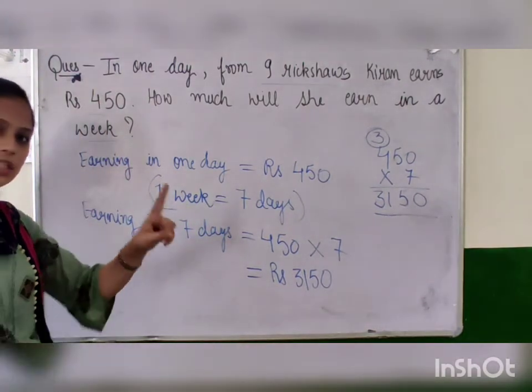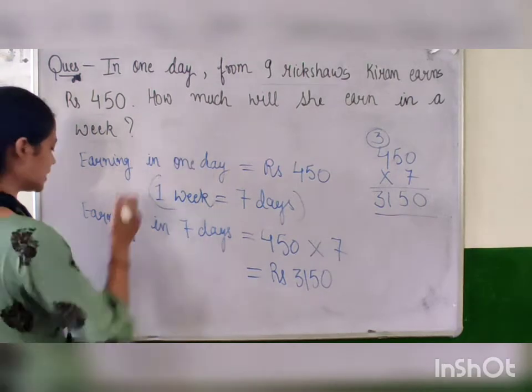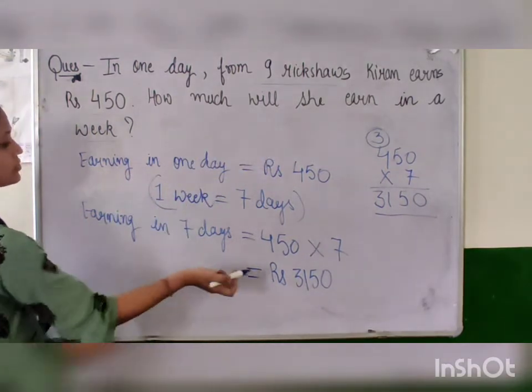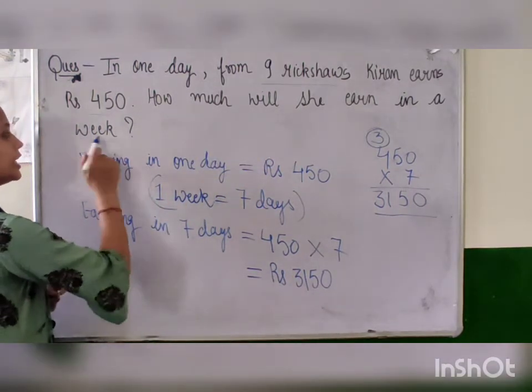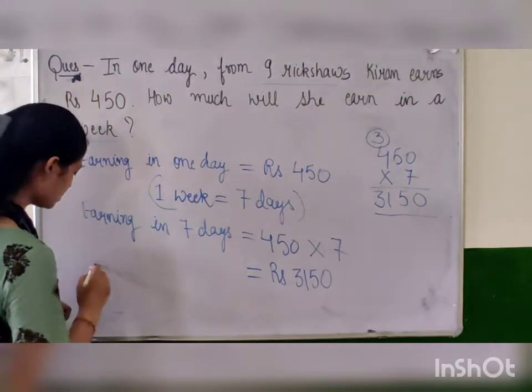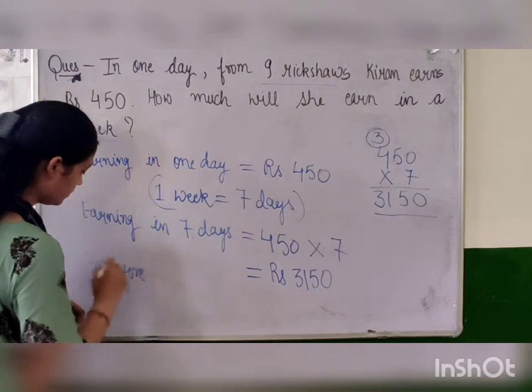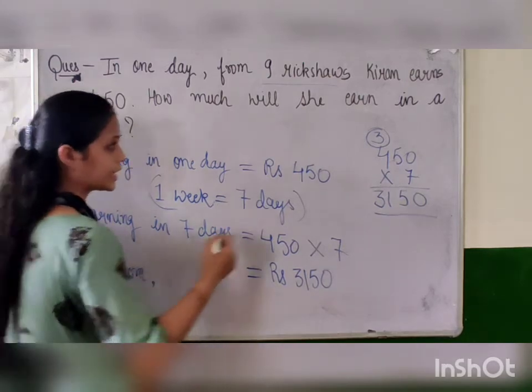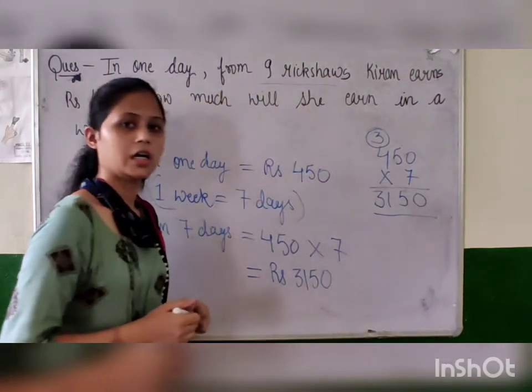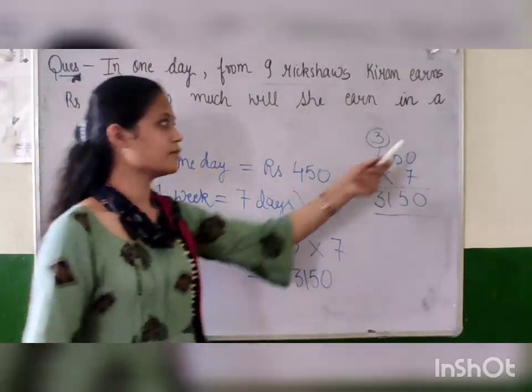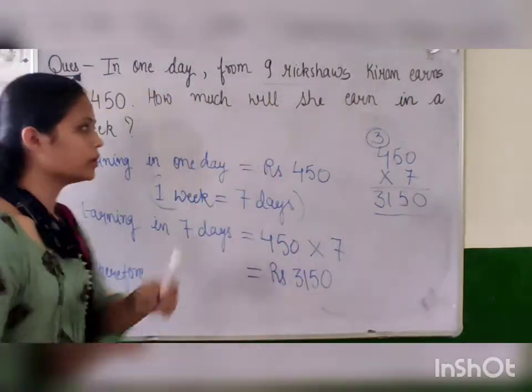7 days means in 1 week. So we will write here, therefore she earns rupees 3,150 in a week. Here it is written in a week. A week means a single week. They are asking for a single week. So it means 1 week.